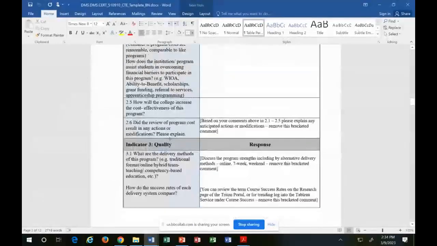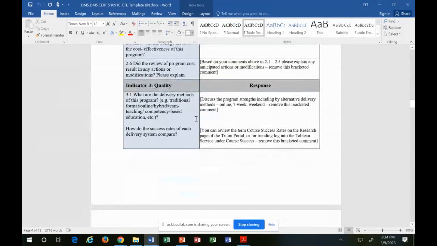And then the last part of this section: did the review of program costs result in any actions? Maybe some classes might be cut, I don't know. But how does realizing the cost of the programs lead to decisions? What are the decisions that come out of those things? Or what are the realizations that you come to? Those are some of the things that you look at.